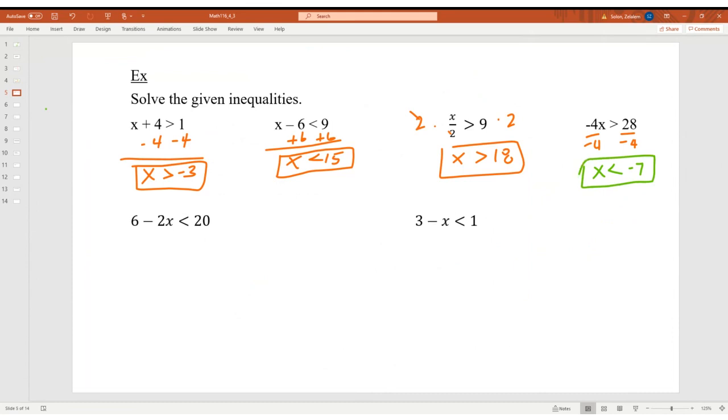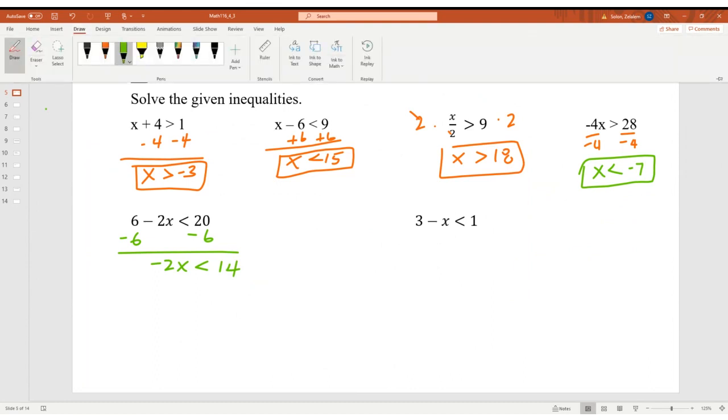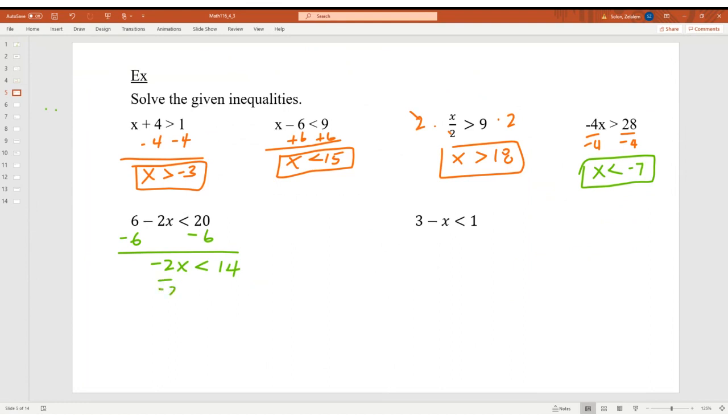If you see the next equation, we have addition by 6 and multiplication by -2. So I have to undo addition first. I have to take away 6 first here. So I have -2x less than 20 minus 6, which is 14. Now I have to divide by -2 because it's -2 times x. So when you divide by a negative, you switch the sign. So I have x and I have -7.